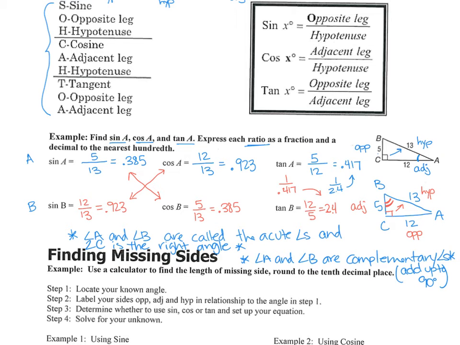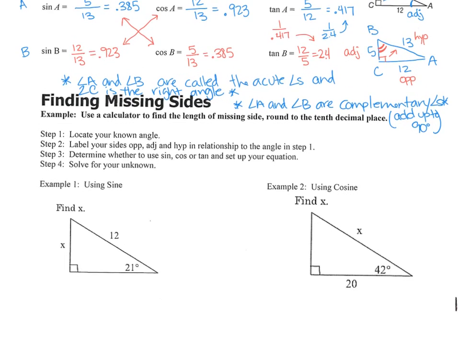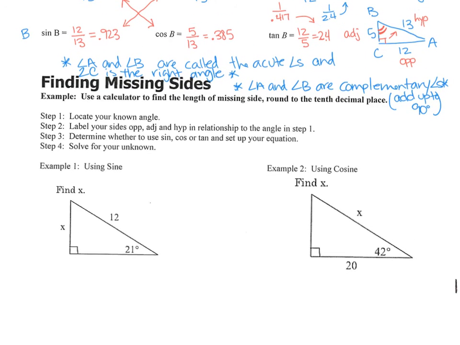Let's take a look at how to use sine and cosine and tangent to find values in my triangle. So let's take a look at our steps for using sine, cosine, and tangent. Step 1, always locate the angle that you're using.